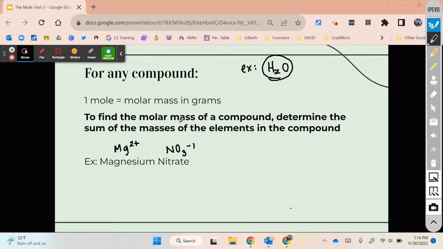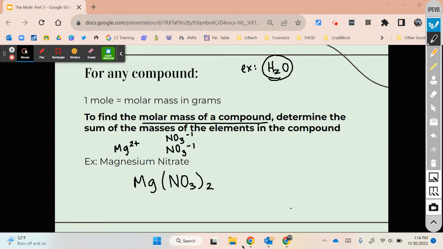So in order for me to figure out the molar mass of this compound, I first need to get the formula. So I see that I have a +2 charge here, a -1 charge here. I need those to balance out. So I'm going to bring in another nitrate. What that means is my formula is going to be Mg(NO3)2. So I'm going to have 2 nitrates for every 1 magnesium.